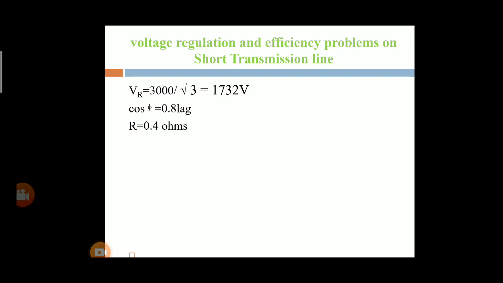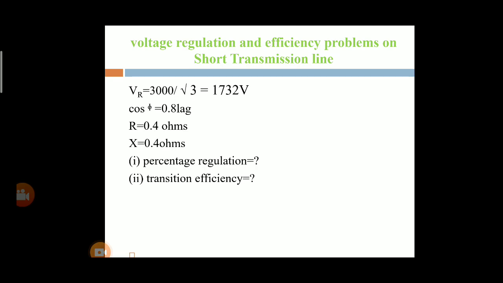Next, the resistance and reactance values are given. That is, the resistance is 0.4 ohms and the reactance is also 0.4 ohms. Next we determine, first, the percentage voltage regulation, and second, the transmission efficiency.